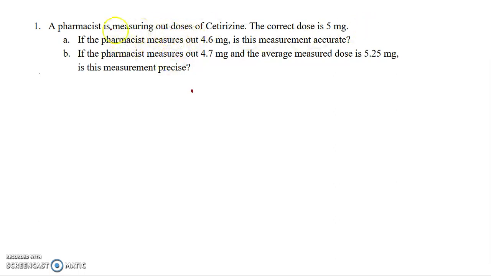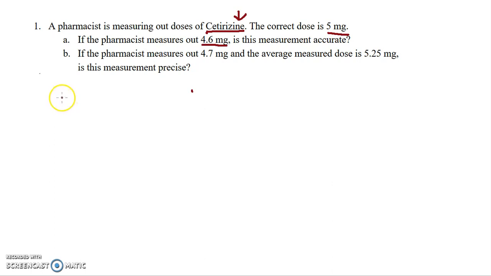So in this problem, we have a pharmacist, and this pharmacist is measuring out doses of, not exactly sure of the pronunciation, it's citrazine, I think. So that's a drug. She's measuring out dosages of this drug, and the correct dosage is 5 milligrams. She would like to get 5 milligrams each time. So the first part is asking if the pharmacist measures out 4.6 milligrams, is that accurate?